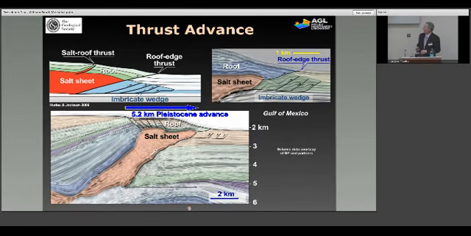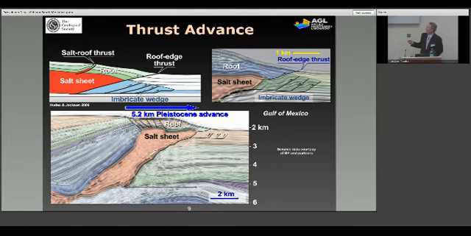And then the only way it can advance is by having the salt sheet and its roof, like a snail in its shell, moving forward together. And the roof acts as a kind of protection from dissolution. So it's actually a very, very stable, long-lived way of advancing. So to do that, the roof has to break at its front in a number of different ways. All of them are thrusts.